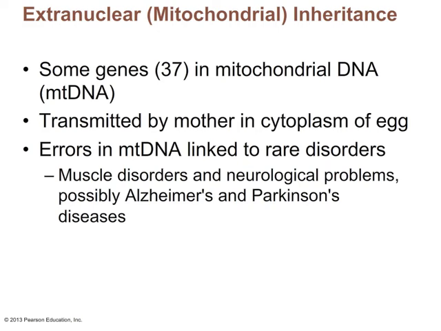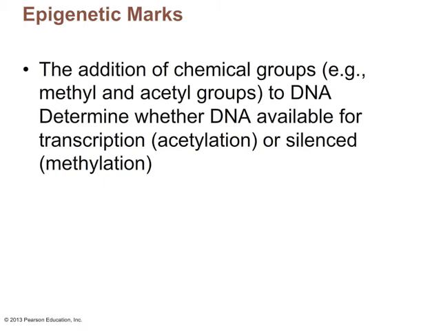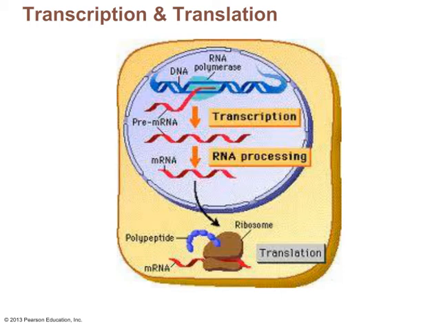So one really interesting example of non-traditional inheritance that we're just learning a lot about recently is something called epigenetics, or the presence of epigenetic marks. Now remember from medical terminology that epi means on top of or around, and so epigenetic marks are marks that are not really in the DNA sequence but are connected to the DNA molecules and therefore can turn on a gene or turn off a gene by blocking the activity of the enzyme that does the transcription and translation, that is RNA polymerase.